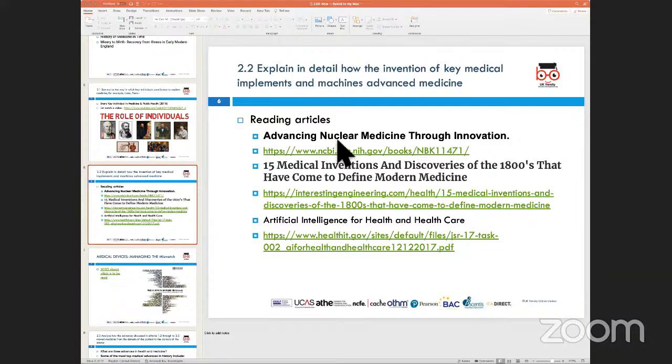Some of the articles that I've shortlisted and put up on Moodle will give you an insight into how these inventions happened, when they happened, and how they contributed to the development of advanced techniques that can be used by medics and practitioners to provide diagnosis and then treatment using those instruments. So let me switch you over again to Moodle.